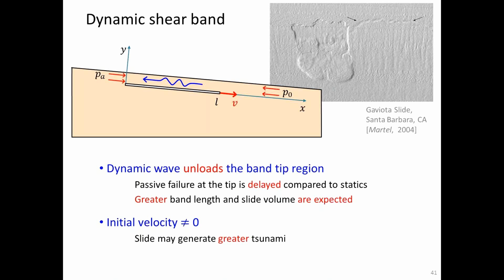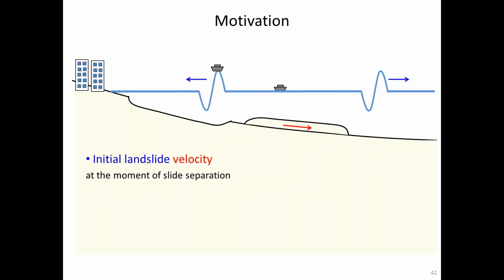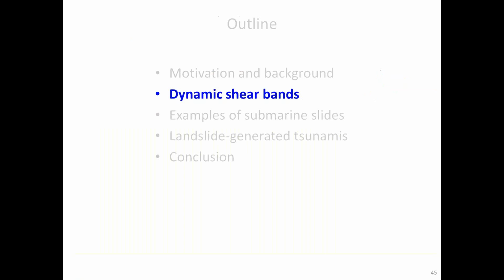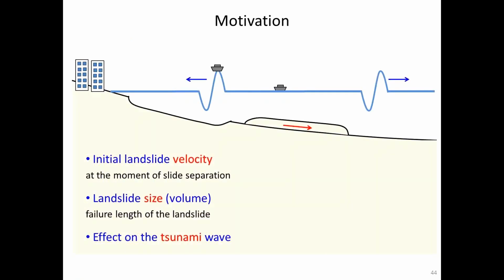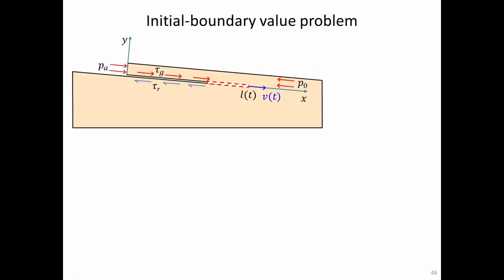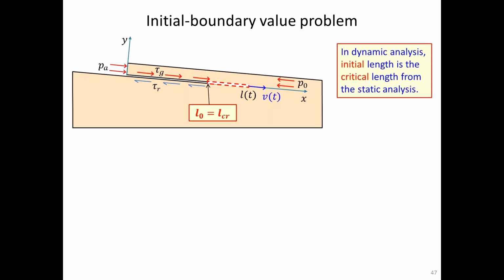So the motivation of this study, to summarize, is that we wanted to calculate what that initial landslide velocity is, basically at the onset condition of the slide separation. Also, what will be the landslide size, or the realistic failure length of it, and then what will be the impact on the tsunami magnitude? So I first set up my dynamic model here, again with the downward propagation direction. But the initial condition of the dynamic model starts from the end of the static model, which is the critical length here.